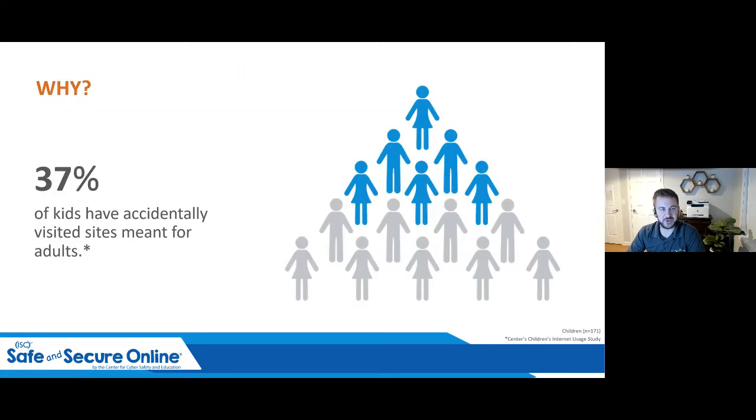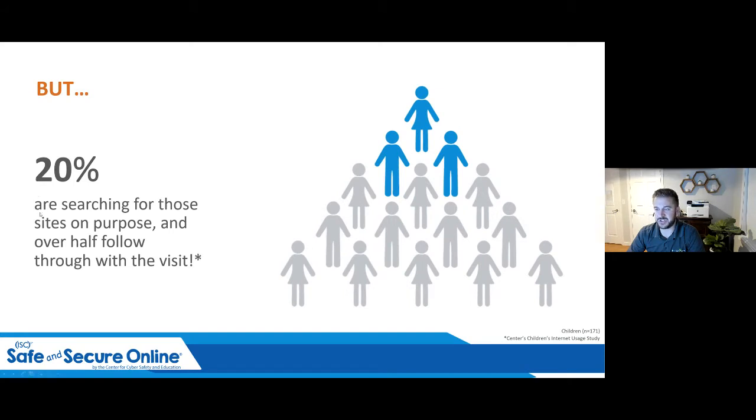Yeah, we just talked about parental controls. And so, again, more scary statistics: 37% of kids have accidentally visited a site meant for adults. And the even scarier statistic is 20% of those were searching for the site on purpose, and half of them went all the way through.